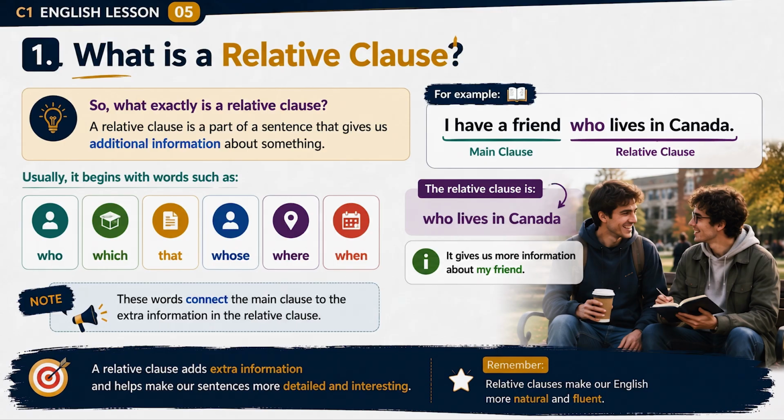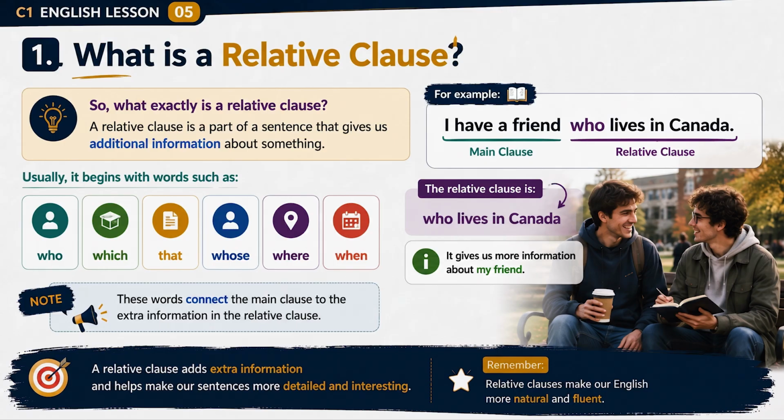We use who mainly for people. She is the teacher who helped me. He is the student who won the competition. I know a guy who speaks 5 languages. In each case, who refers to a person.